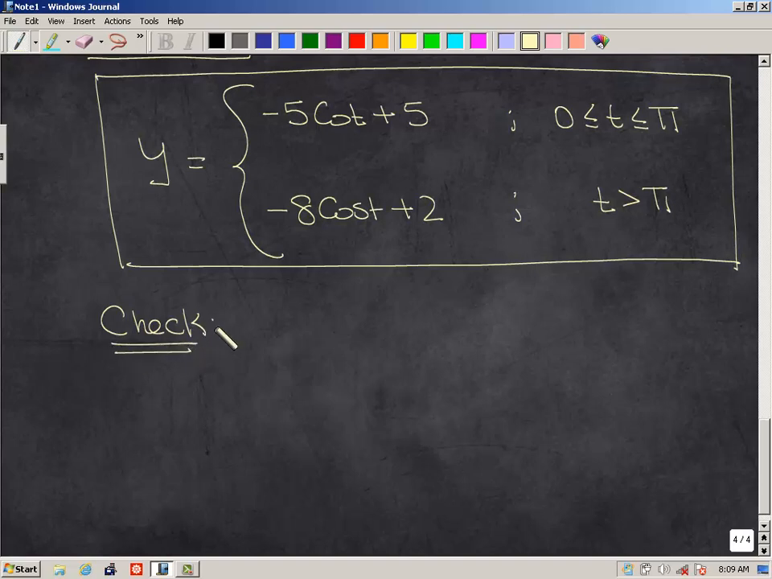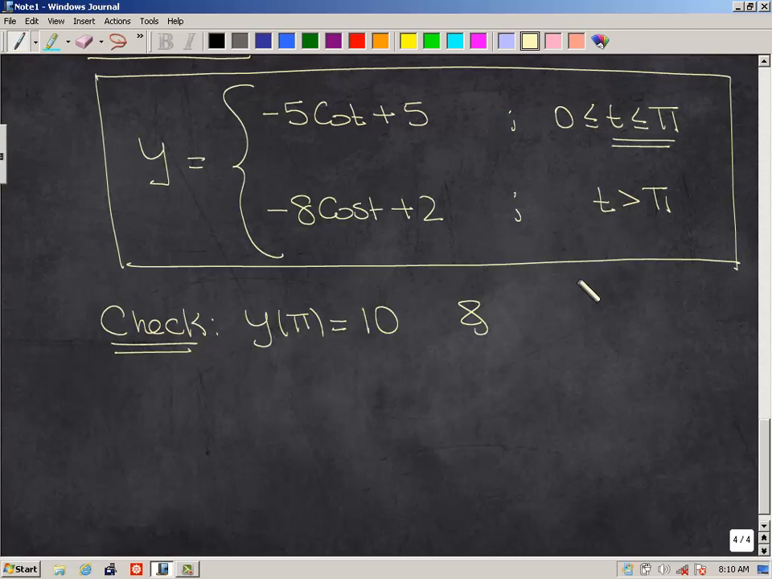Now let me just check something really quick. Remember I said the whole idea of a differential equation is we want continuous solutions. So I want to check what happens at pi. Okay. At pi is included here. We get cosine of pi, which is minus 1. So you get negative 5 times minus 1 is 5, plus 5 is 10. So this one gives us 10.